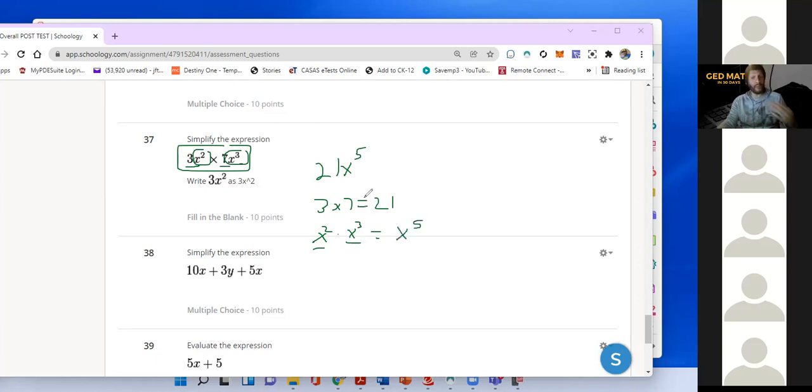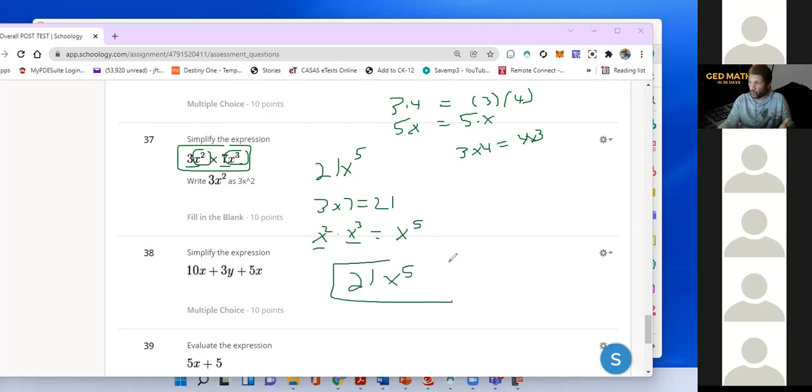So since we're multiplying, remember what multiplication means. If we have 3 times 4, we can write it as 3 times 4 right next to each other. If we have 5x, that means 5 times x. And it doesn't matter what order: 3 times 4 is equal to 4 times 3. So since we're multiplying all these together, it doesn't matter what order you put them in. We did the 3 times 7 first, which is 21. Then x squared times x to the 3rd was x to the 5th. Then we just put them together, 21x to the 5th, because this means 21 times x to the 5th.